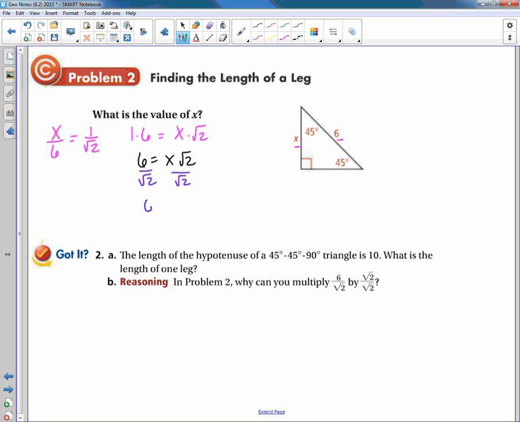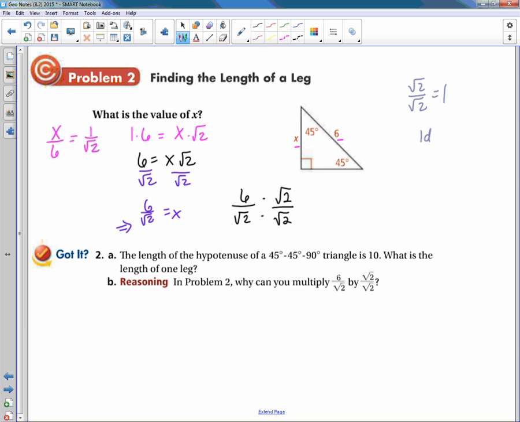And 6 over the square root of 2 will equal x. Problem is I'm not allowed to have this radical on the bottom or in the denominator. So I will have to rationalize the denominator or get this radical out. And the way I do that is by saying 6 over the square root of 2, and then I multiply by the square root of 2 over the square root of 2. Now this root 2 over root 2 is equivalent to 1.